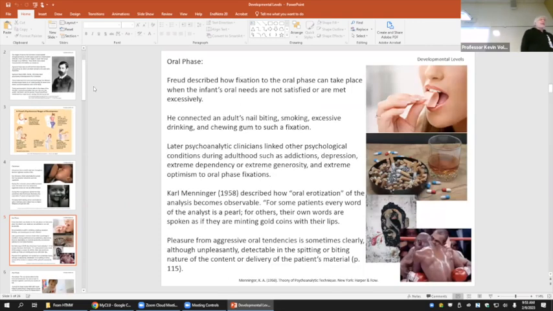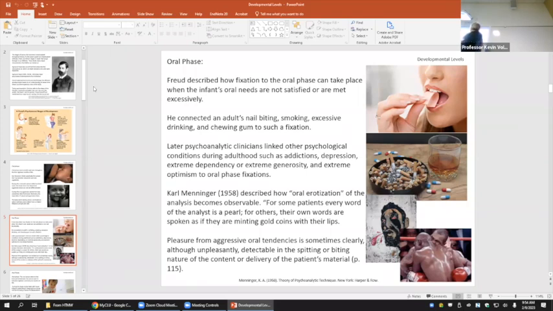Okay, so Freud described how fixation in the oral phase can take place when the infant's oral needs are not satisfied or met accessibly. And he connected this to adults' nail biting, smoking, excessive drinking, and chewing gum as such fixation. In other words, the oral stage doesn't get successfully traversed. There's still some unresolved stuff going on there, and then this carries over to adulthood and shows up in certain behaviors. And we also might think of certain thought patterns as well.